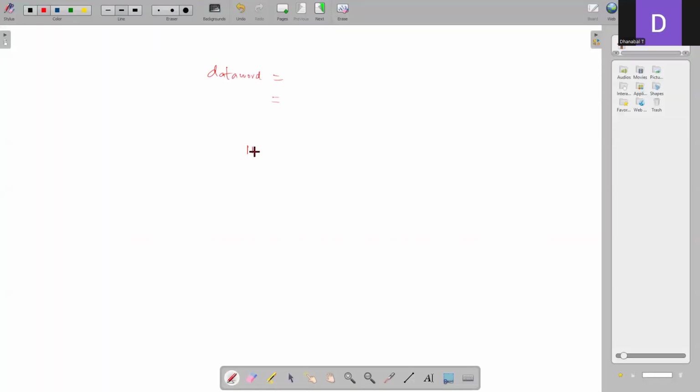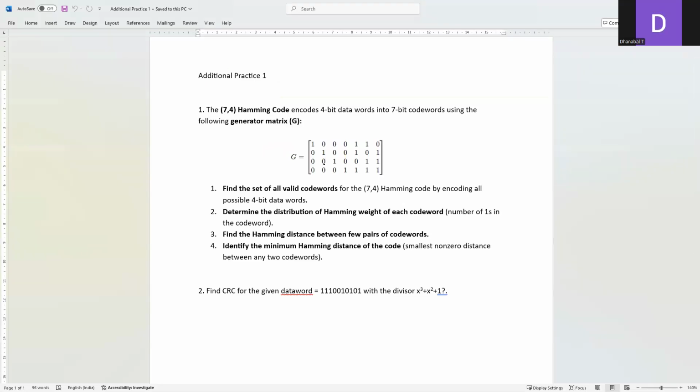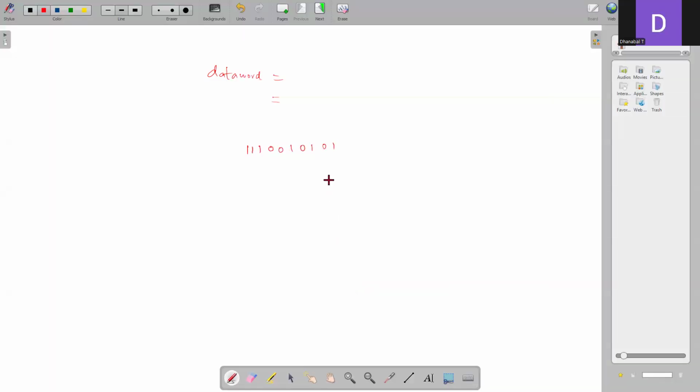That is 111000101. Yeah, and this is the data word.